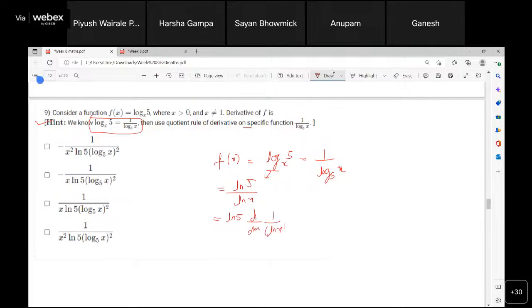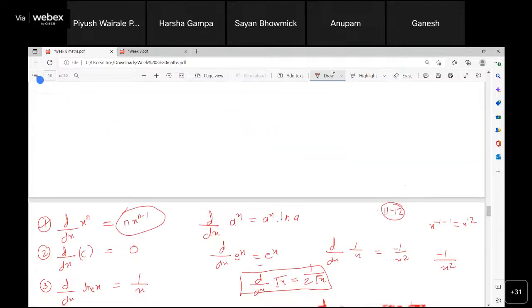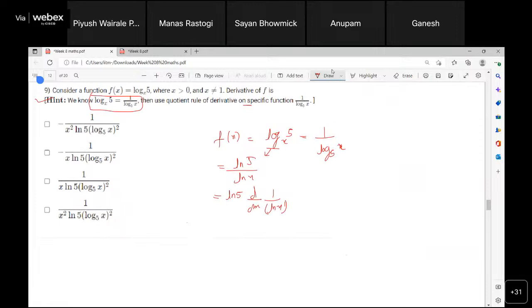How to find the derivative of 1 by ln of x? Write it as ln x to the power minus 1, and then apply the chain rule: minus 1 by ln x whole square. Okay, so you are saying ln of x to the power minus 1, and then apply that particular case, minus 1 ln x to the power minus 2. Then we need to differentiate the ln x as well, so it would be minus 1 by x, times 1 by x also, right? Yes.